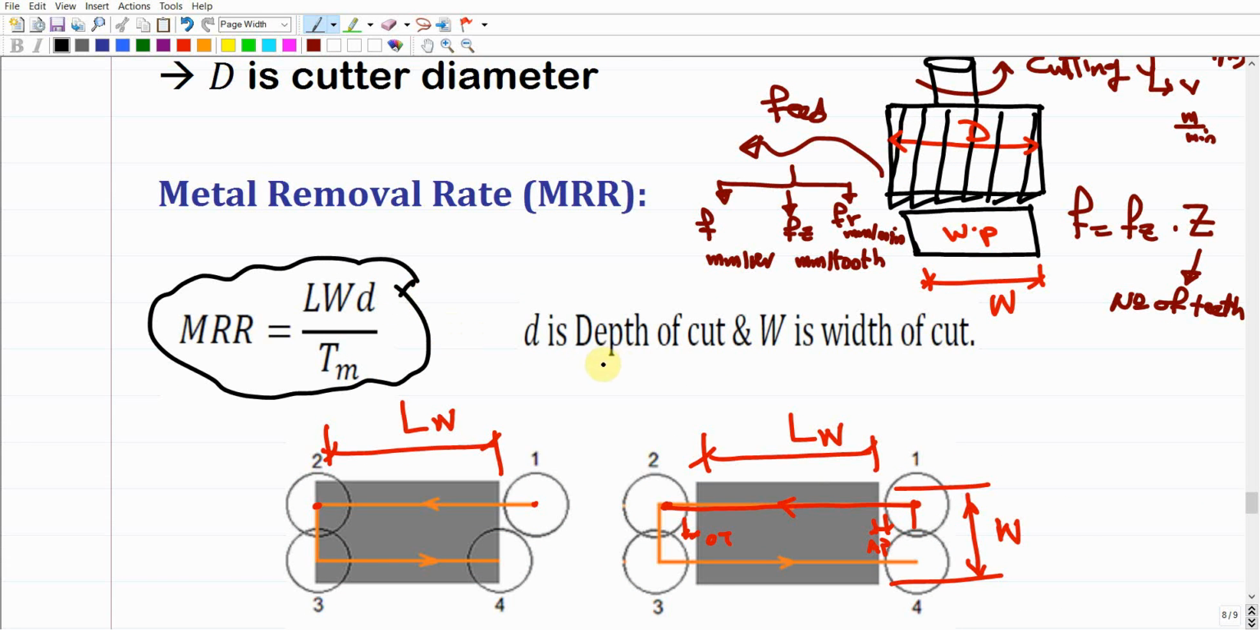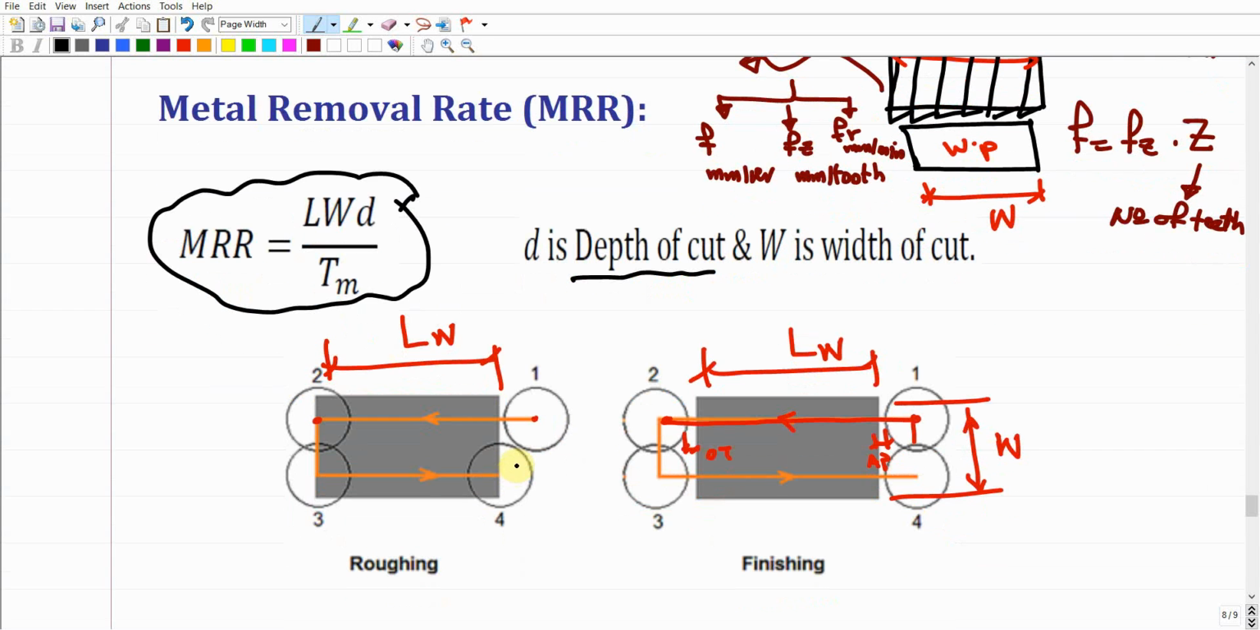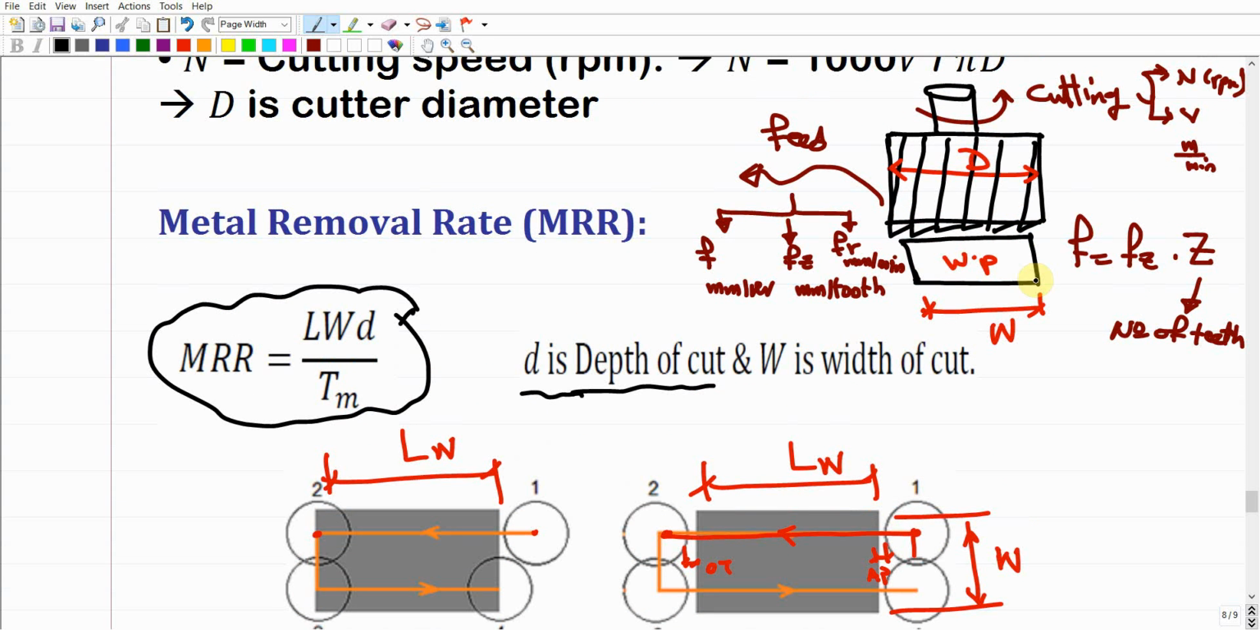D stands for the depth of cut, which will be directly given to you. There is no specific formula to calculate the depth of cut, because this is the penetration of the tool into the surface of the work part. How deep will this tool be penetrating inside the work part? This is going to be the depth of cut that should be given to you.